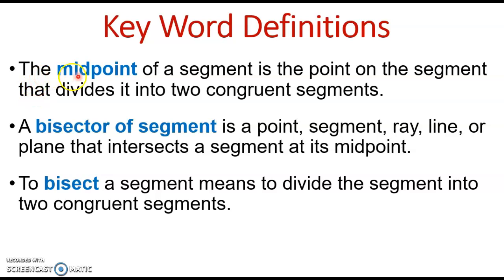Keyword definitions. The midpoint of a segment is the point on the segment that divides it into two congruent segments, that is, two equal parts. A bisector of a segment is a point, a segment, a ray, a line, or a plane that intersects the segment at its midpoint. So we'll see more of this in the picture. To bisect the segment means to divide the segment into two congruent segments.